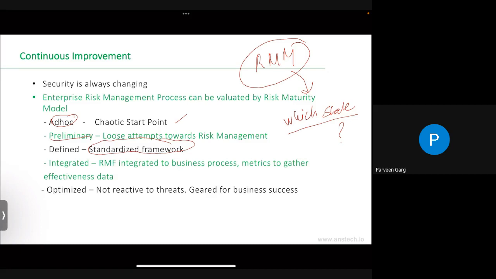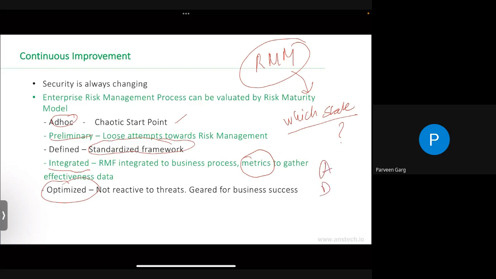When you start collecting metrics from your risk management and effectively utilize that data, then you are called integrated, where risk management is integrated into your business processes. That is the time you can say that your organization has an integrated enterprise risk management model. And finally, when you are proactive and everything is defined by the risk management process, then your organization is called optimized. So just remember this: ADPIO.